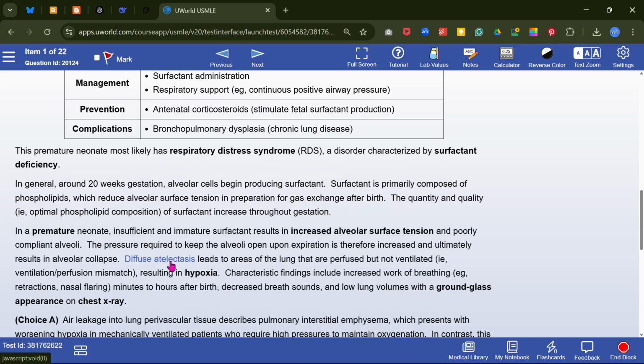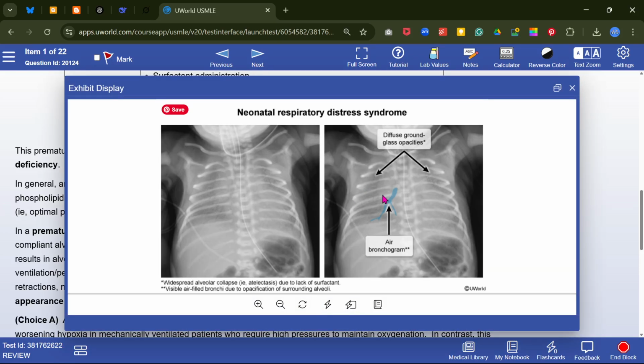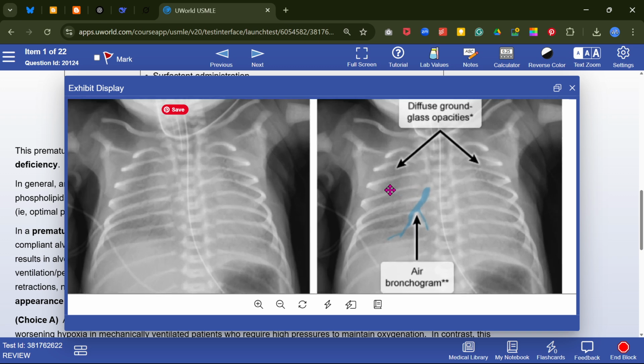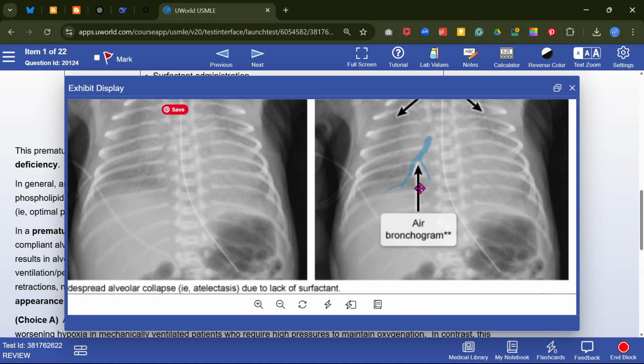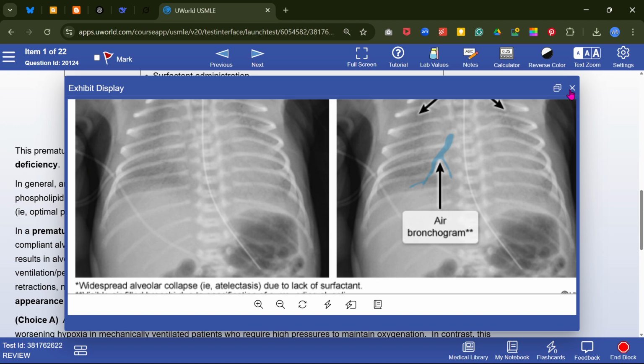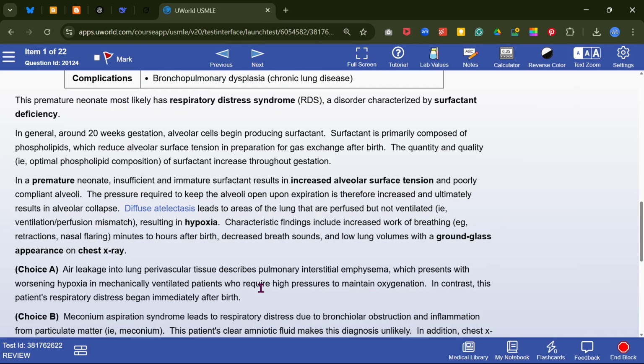This is the picture of diffuse atelectasis, diffuse ground glass opacity, and this is the air bronchogram. In general, around 20 weeks of gestation, alveolar cells begin to produce surfactant. Surfactant is composed primarily of phospholipid, which reduces the surface tension. The quantity and the optimal phospholipid composition increase throughout gestation.